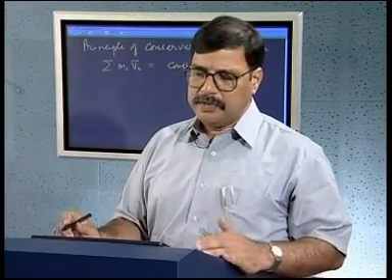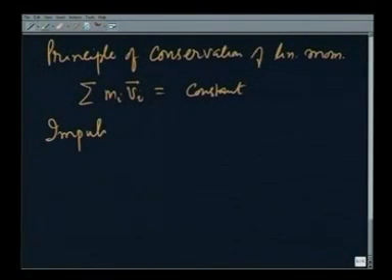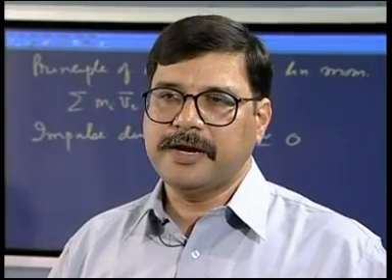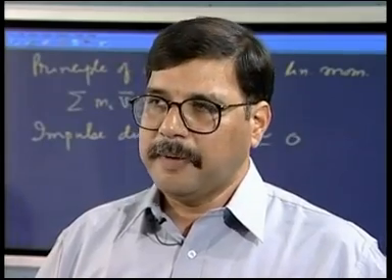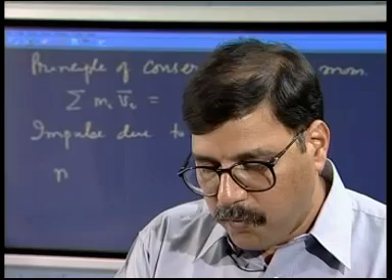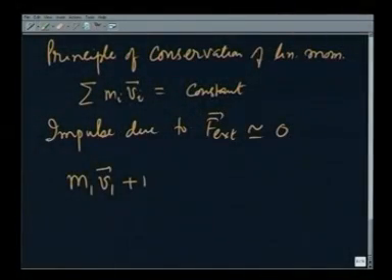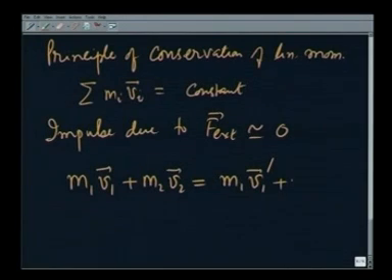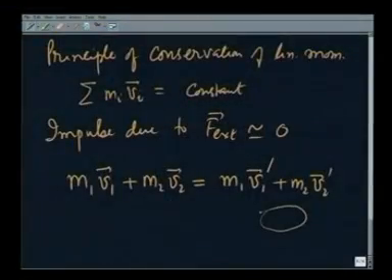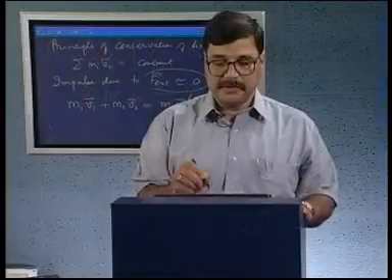So, we assume that impulse due to F external is essentially 0, and therefore, the only force that acts during that interaction time is that of the particles applying on each other, and therefore, I am going to have m1 v1 plus m2 v2 is equal to m1 v1 prime plus m2 v2 prime. If there is external force, I can always take care of that by adding terms here, but for simplicity we are ignoring it right now and assuming that the interparticle force is really much larger than this.